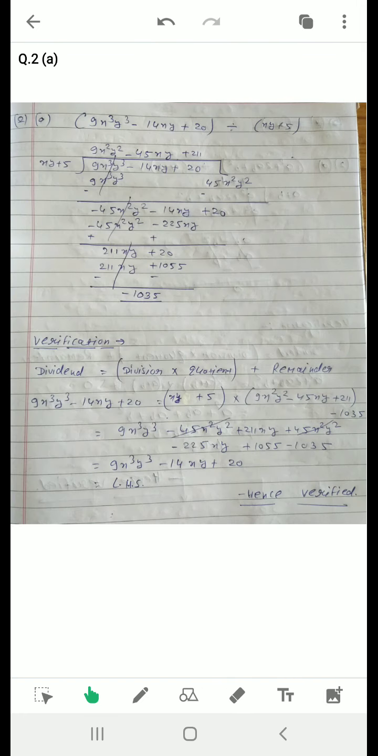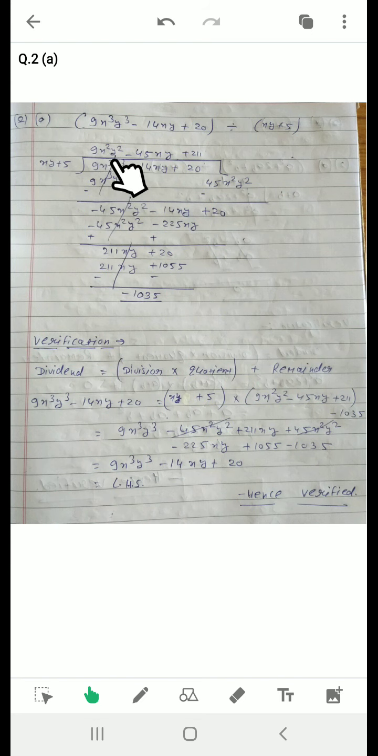Question number 2a. The question is 9x cube y cube minus 14xy plus 20 divided by xy plus 5. As you know, we will write the divisor here and the dividend there. Now we need to divide the first term of the dividend by the first term of the divisor.